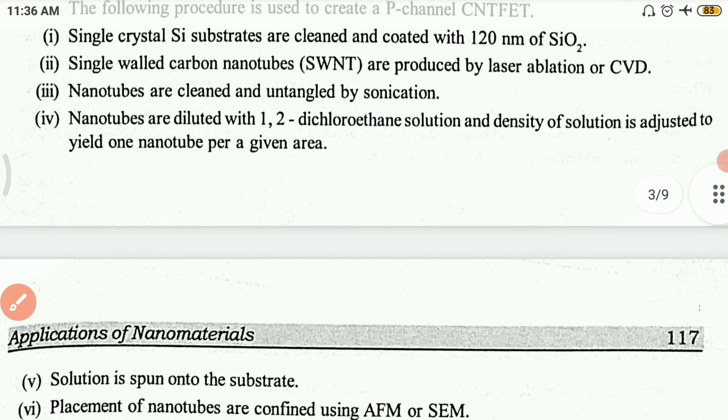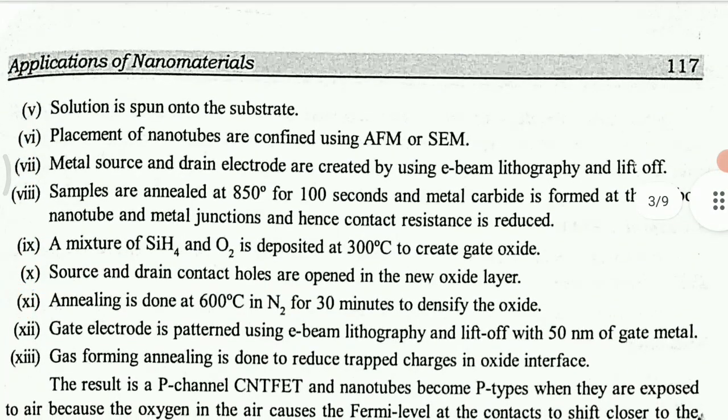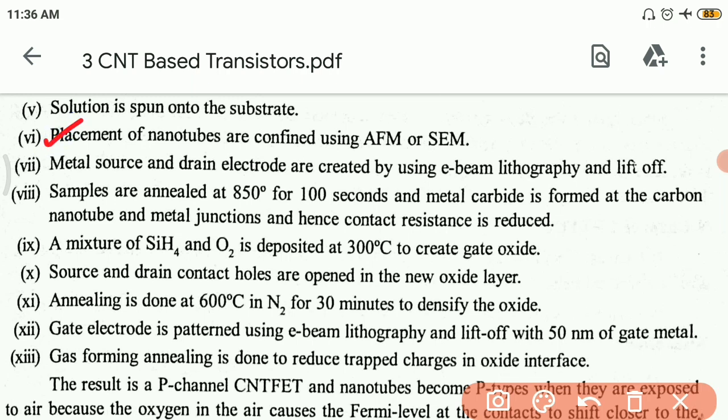Then the solution is spun into the substrate, and the placement of the nanotubes is confined using atomic force microscopy or scanning electron microscopy. Next, the metal source and drain electrodes are created by using e-beam lithography and lift-off. Then the samples are annealed at a temperature of 850 degrees for 100 seconds, and metal carbide is formed at the carbon nanotube, so the metal junctions and hence the contact resistance will be reduced.